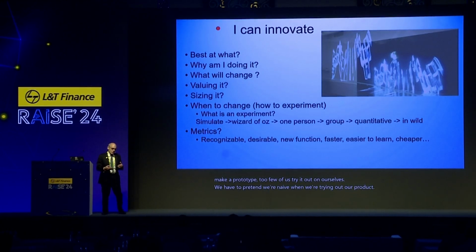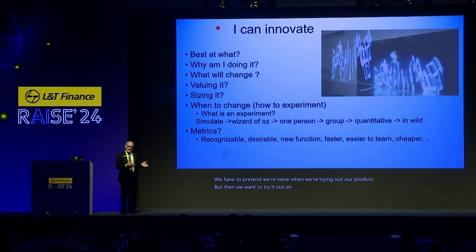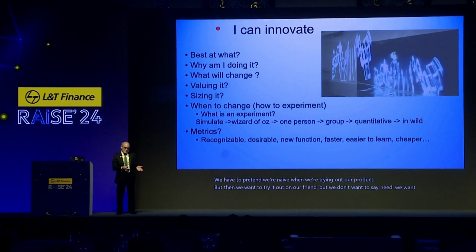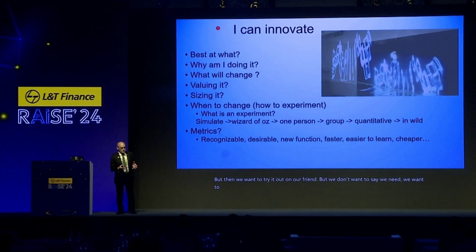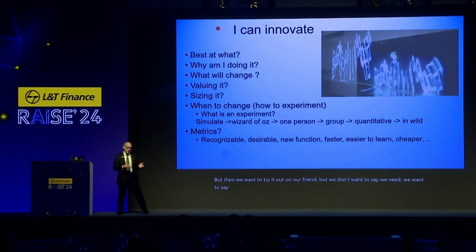But then we want to try it out on our friend. But we don't want to say we made it. We want to say, hey, somebody made this, not I made this. Because when you say I made this, then they are saying, oh, if I don't like it, I don't love you. That's a very dangerous thing. It's very easy to bias experiments.